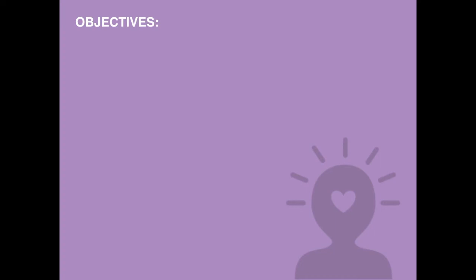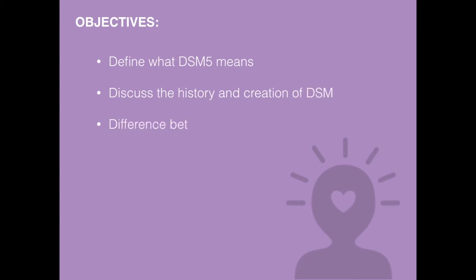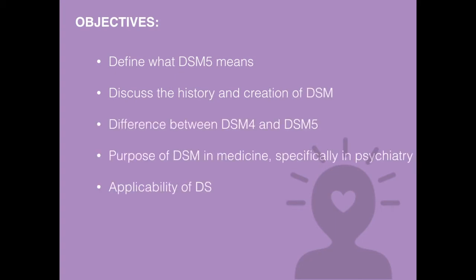As I go through my slides, the following objectives of this lecture must be achieved. First is to define what DSM-5 means. Second is to discuss the history and creation of DSM. Next is to know the difference between DSM-4 and DSM-5, and also to know the purpose of DSM in medicine, specifically in psychiatry, and also to know applicability of DSM in practice. And lastly is to identify new codes of DSM-5.